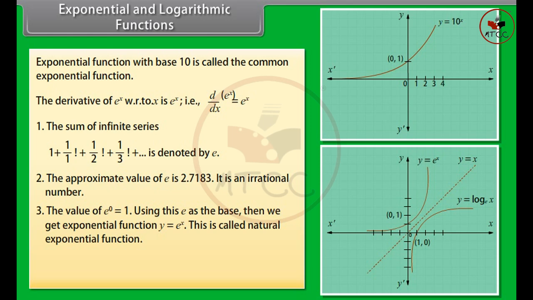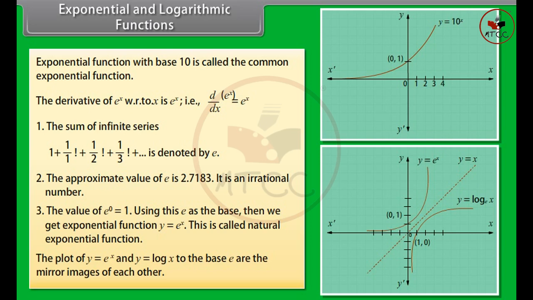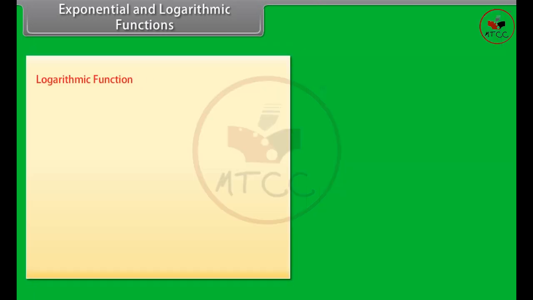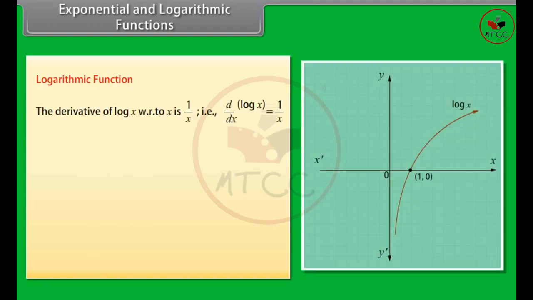Using this e as the base, we get the exponential function y is equal to e raised to the power x. This is called the natural exponential function. The plots of y is equal to e raised to the power x and y is equal to log x to the base e are mirror images of each other. Logarithmic functions. The derivative of log x with respect to x is 1 by x, that is, d by dx of log x is equal to 1 by x.